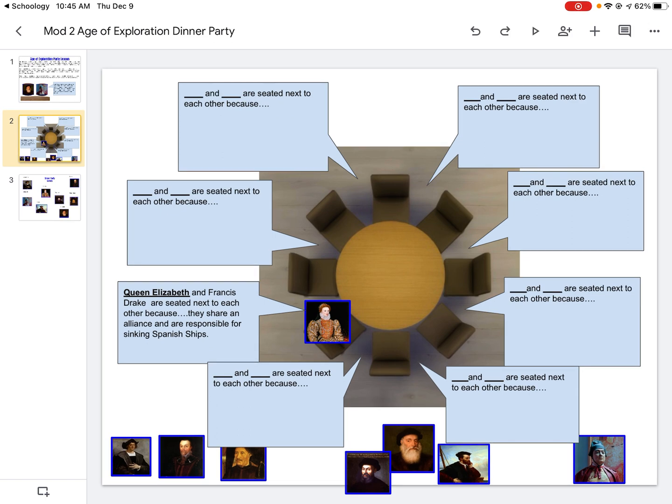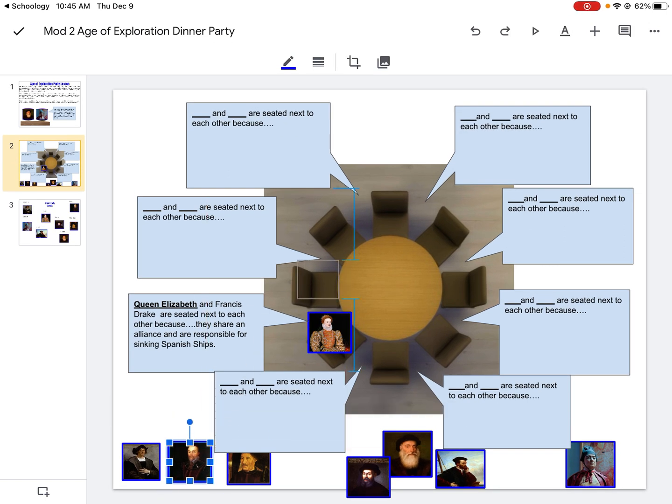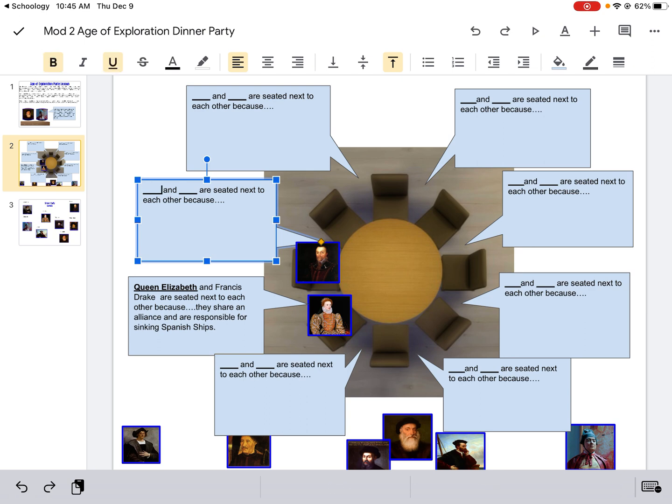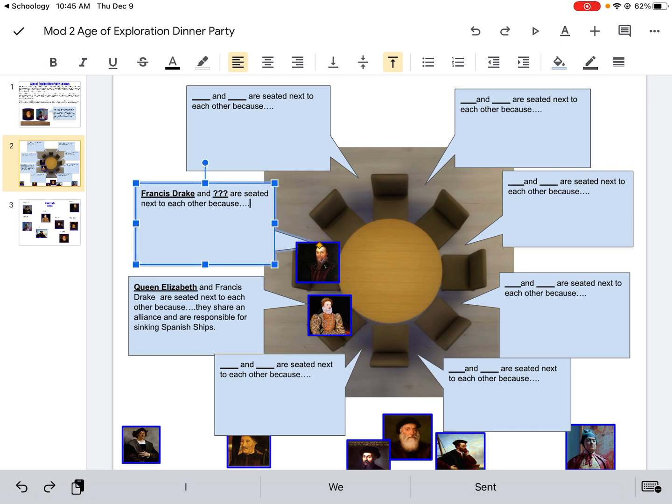I'm going to find his picture. Oh, that looks like Francis Drake. And I'm going to put him next to Queen Elizabeth. So in the next seat, since I know that Francis Drake is sitting next to her, I would start off by saying Francis Drake needs to sit next to, and again, it can't be somebody who's Spanish and it can't be somebody who's Portuguese. So I need to figure out who Francis Drake would sit next to, and then the why. I'm going to put that right here, the who. So you put that in there, and then what do those people share in common? Again, you are going to type that out yourself.